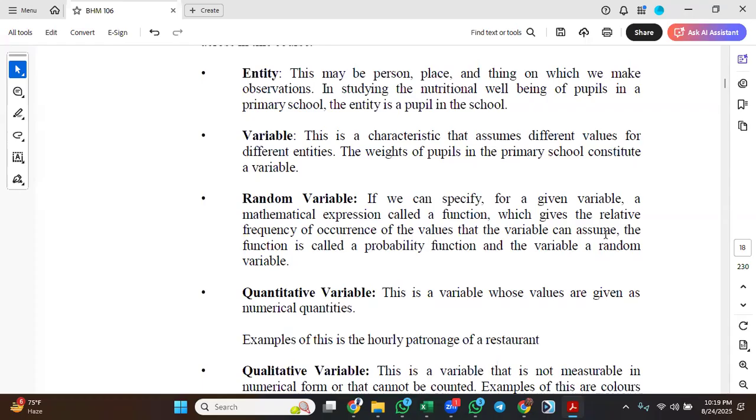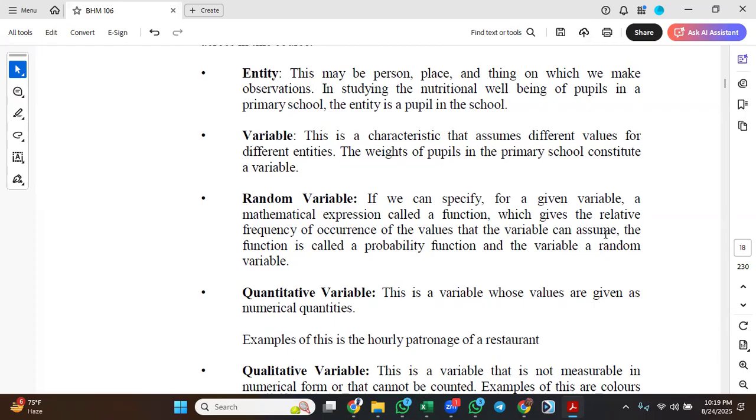There is a tendency of picking randomly from the variable. For instance, now we're working on the variable height on the entity pupil, and we know, based on general knowledge, a primary school pupil should not be more than 1.5, for instance, just saying, and not less than 0.1. So if I pick randomly, whatever I pick can never fall less than 0.1 or more than 1.5, since the whole entity is within that range. That is what we're trying to say.